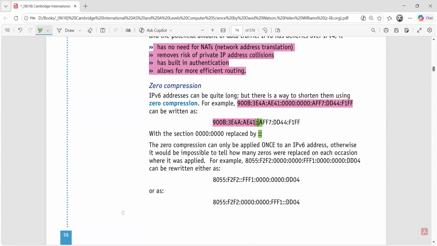And that is an example quoted for your reference. You can see here, A055, F2FF, F2F2. Then there's one set of zeros and another set of zeros. In this case, any one set will be compressed. Either the compression is on this one, meaning after A055, F2F2, two colons are placed here, and then you can see FF11 and then the remaining zeros are there. Or the first set of zeros is present as it is, and the last set, before DD04, is compressed. So just be clear, zero compression is done only once.